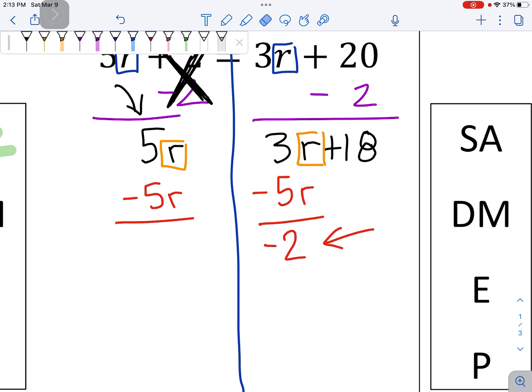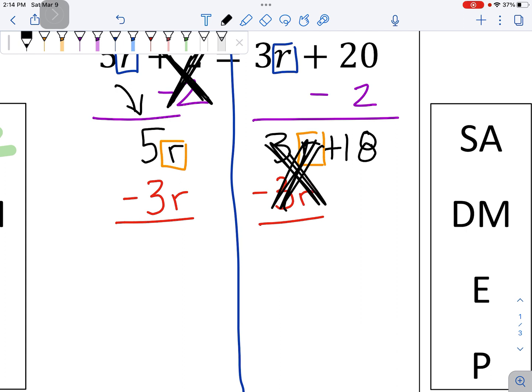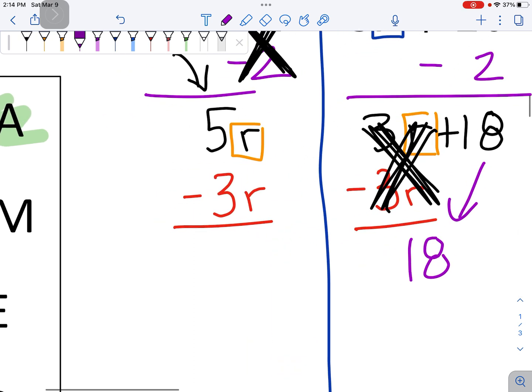So let's not minus by 5r. Let's take away the 3r on the other side. Take away 3 r's, take away 3 r's. You know that this cancels out, which leaves us with the 18. And on the other side, we have 5 r's. I can draw them in really small. You don't have to do this, but you can. 1, 2, 3, 4, 5, plus, let's just say plus. Again, you don't have to do that part.